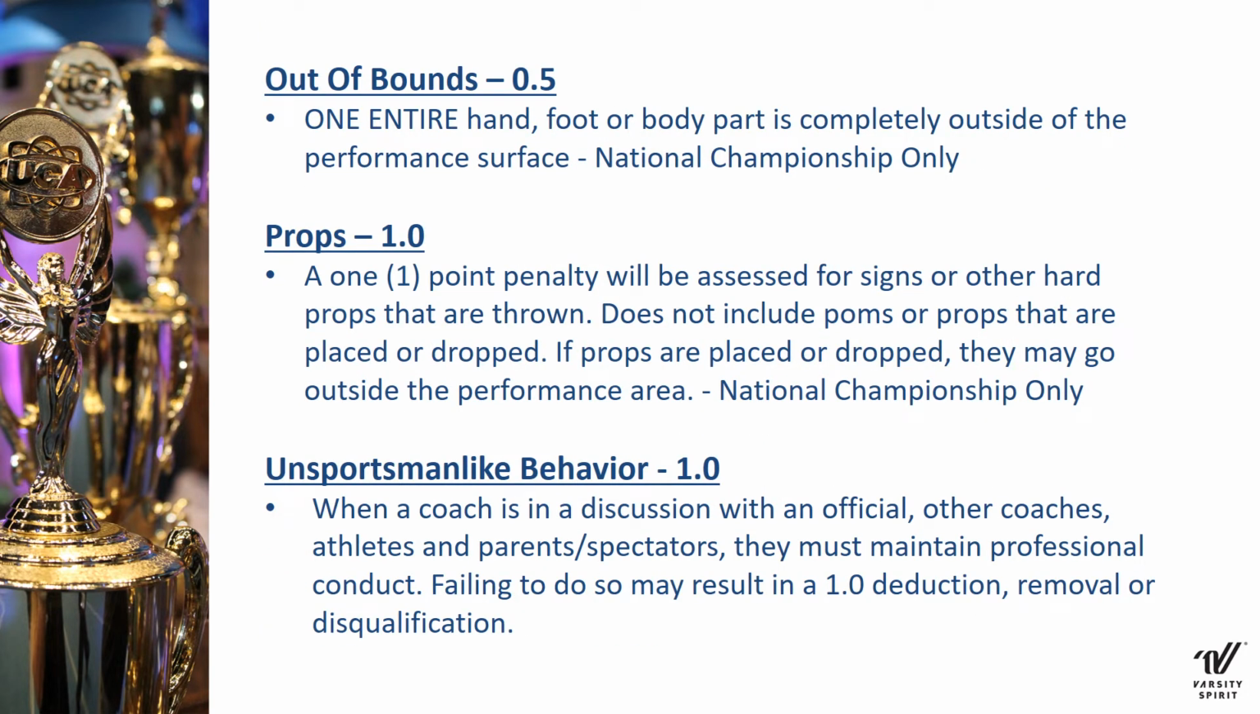Other than athlete and building falls, there are some other deductions that can be assessed. Out of bounds, worth 0.5, is one entire hand, foot, or body part that is completely outside the performance surface. This is for our national championships only.